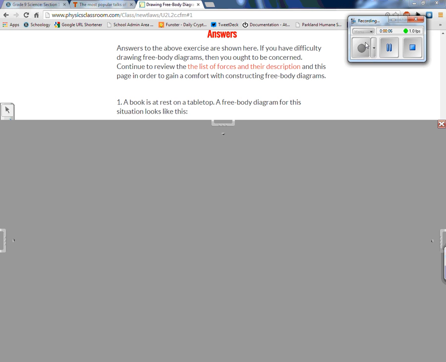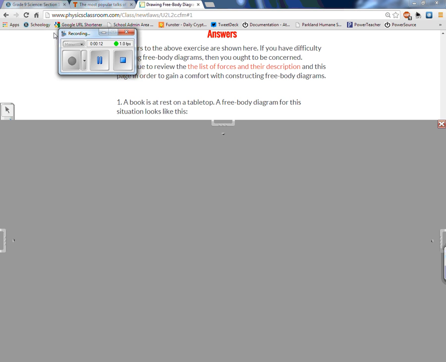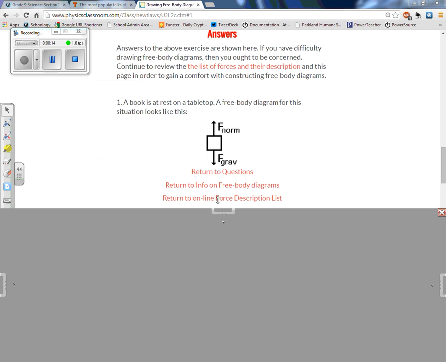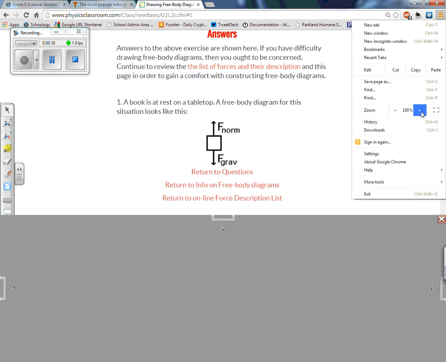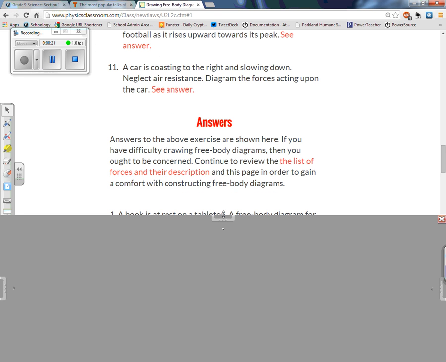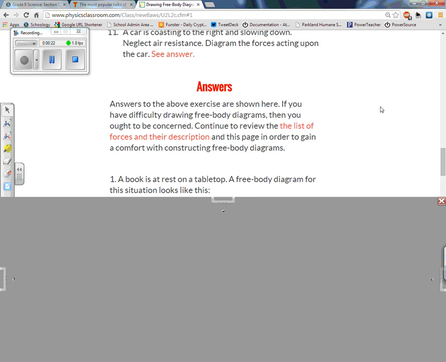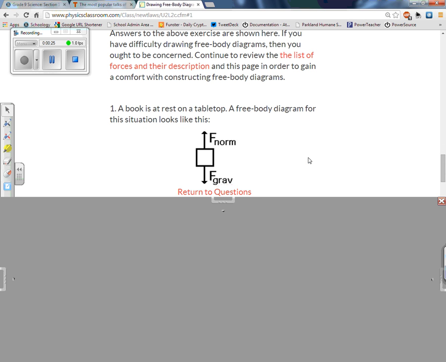A book is at rest on a tabletop. We'll start with an easy one here. A free body diagram for this situation would look like that. And I'm going to assume that you all probably got that one pretty much okay. I would say Fn is perfectly all right. That's what I always use, Fn and Fw, perfectly all right.